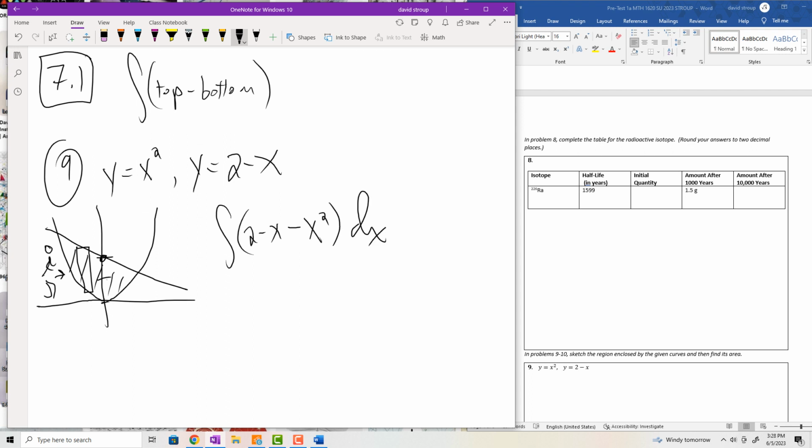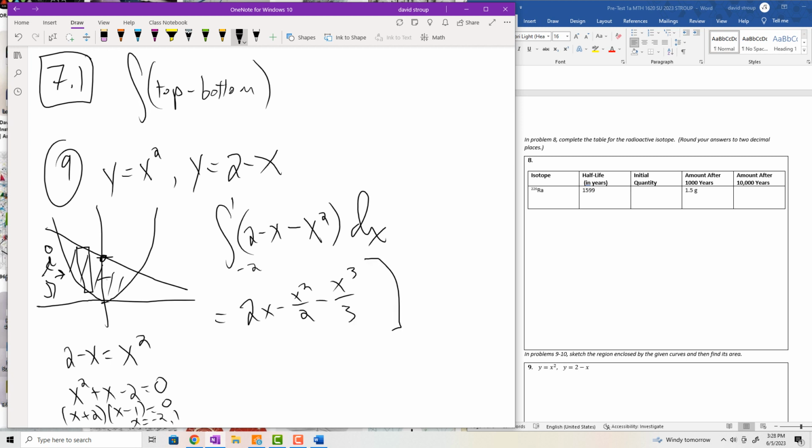Okay, great. Now we need to tell the Riemann person from where to where, right? So I need to set these two equations equal to each other to get the intersection points. I'll have x squared plus x minus 2, factor. So x is negative 2 and 1. And then integrate. And then evaluate the antiderivative.